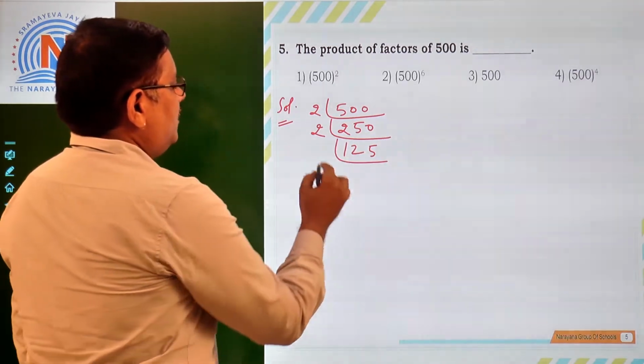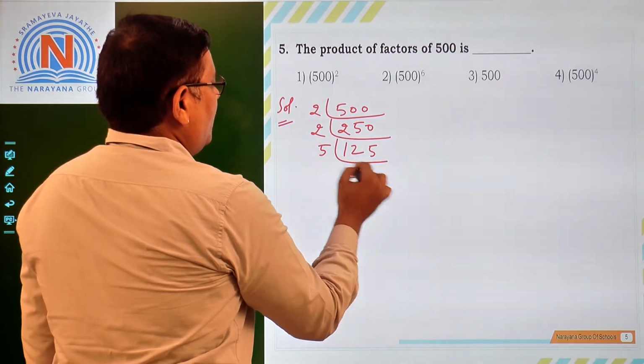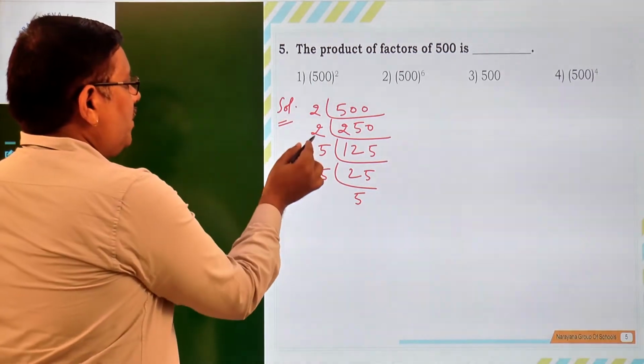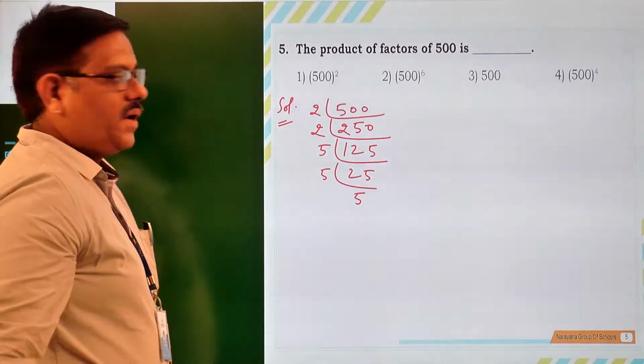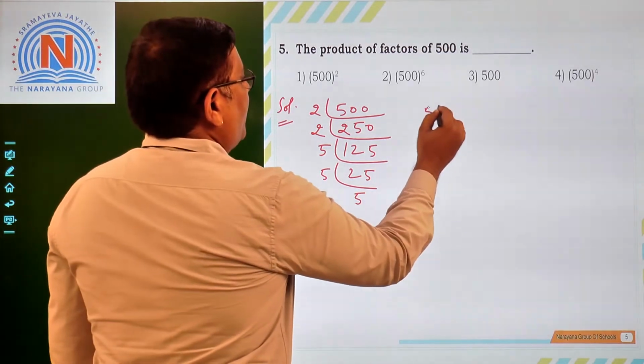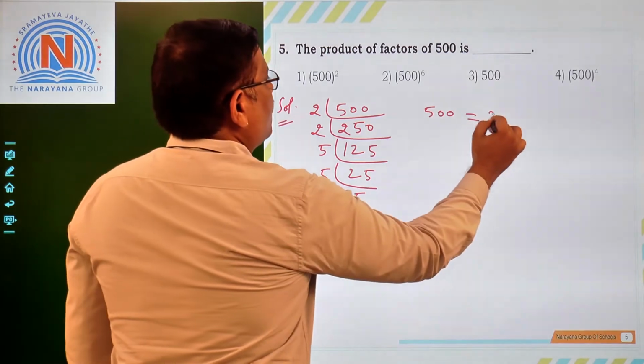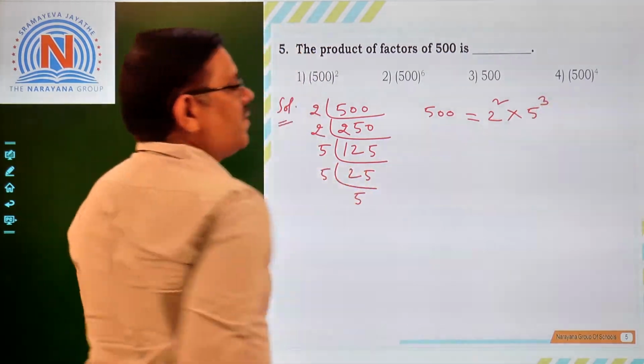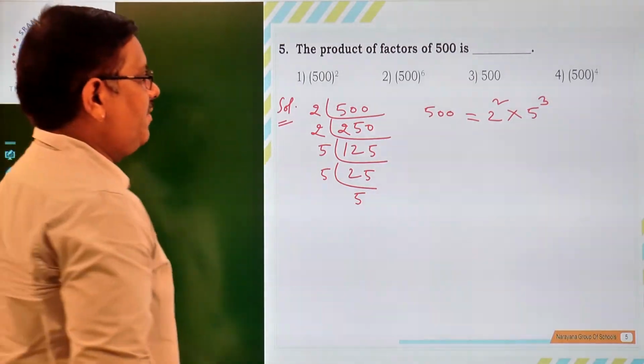Again with 5, that is 25. Now with 5 again, 5 5s are 25. So 2 into 2 into 5 into 5 into 5. So 500 we can write as 2 square into 5 cube. That is the standard form of it.